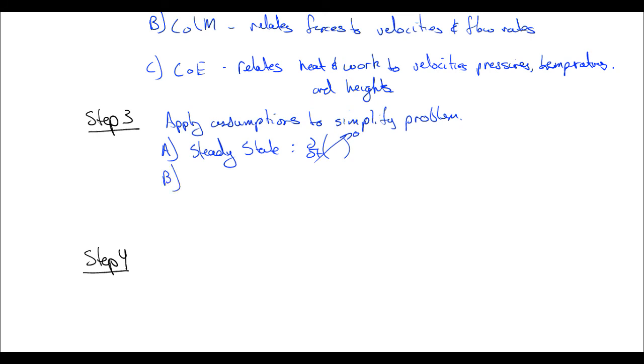B, uniform flow plus density equal to a constant results in surface integrals going away. So when we integrate over the control surface, it stops being a control surface integral and suddenly becomes a summation of the density times either one or two velocities times our area.